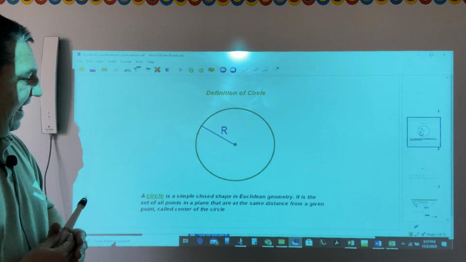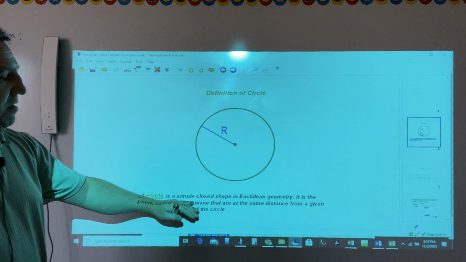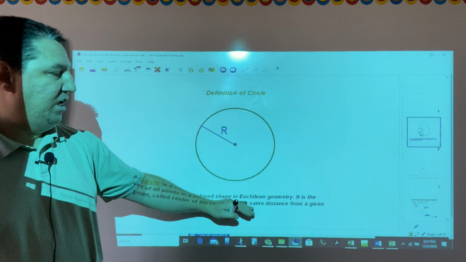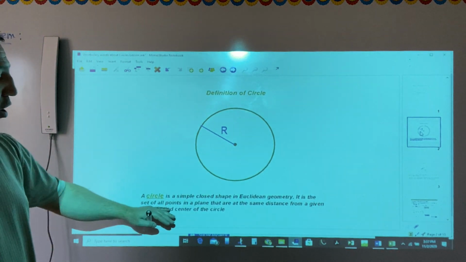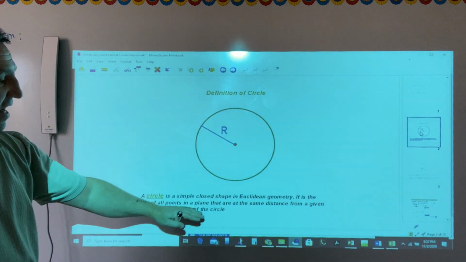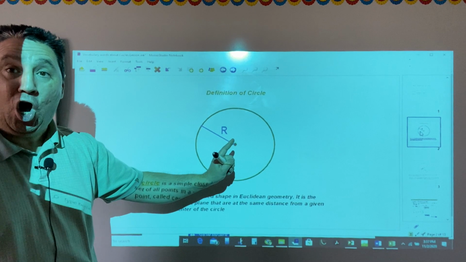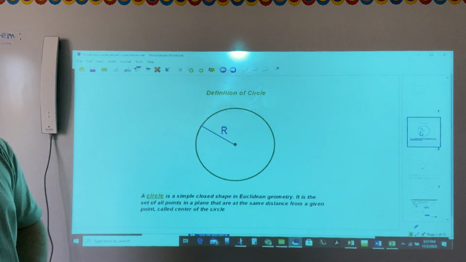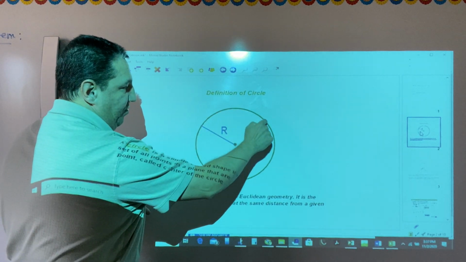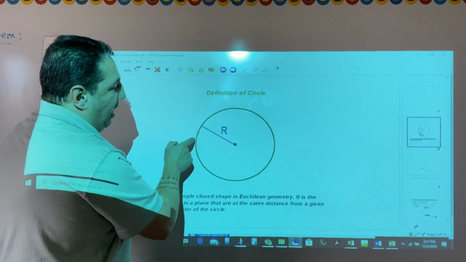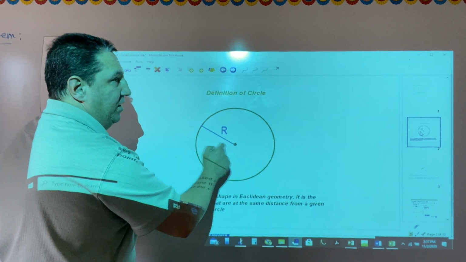But before that, let's define what is a circle. A circle is a simple closed shape in Euclidean geometry. It is the set of all points in a plane that are at the same distance from a given point called center of the circle, right? In other words, all these points on this curve are at the same distance from the center of the circle.